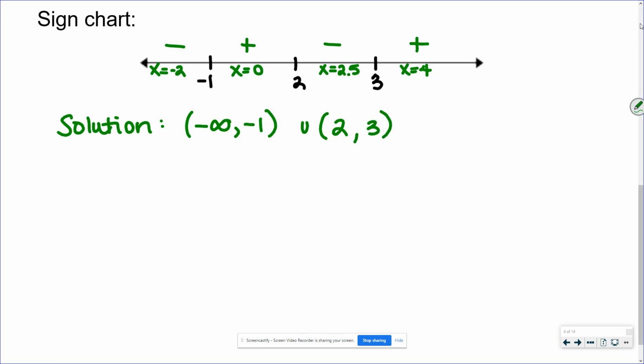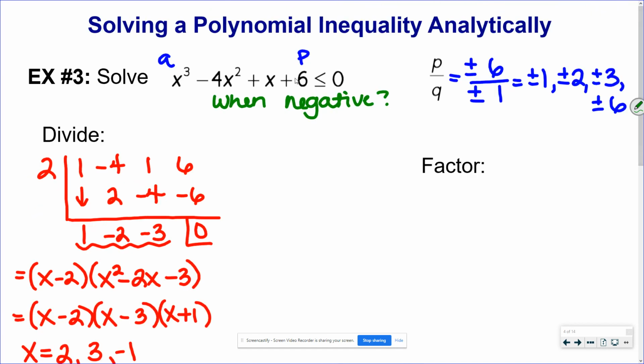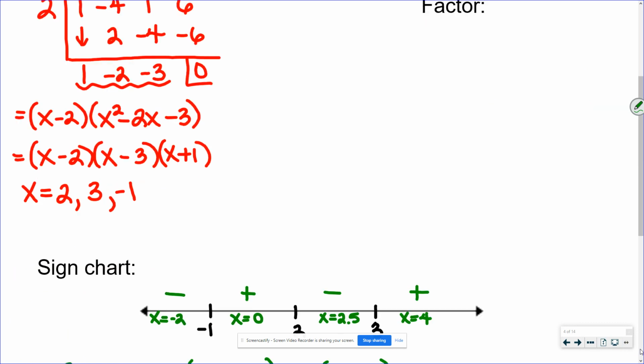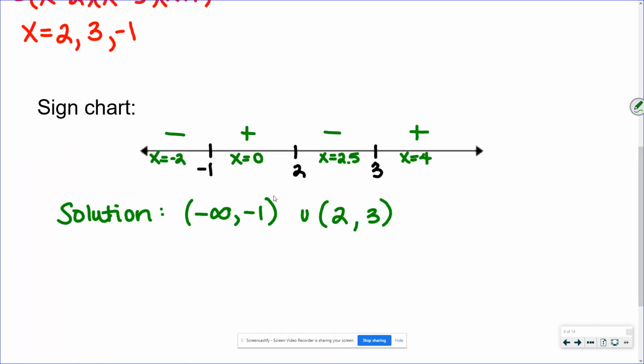One more thing we need to address is that this says, when is it less than or equal to 0? So that means if your function is equal to 0, then you would include those values in your answer. Where was our function equal to 0? It was equal to 0 at all these benchmarks, -1, 2, and 3. All of those numbers are in our solution set. So all we're going to do is make these into brackets so that it includes those values in our answer.